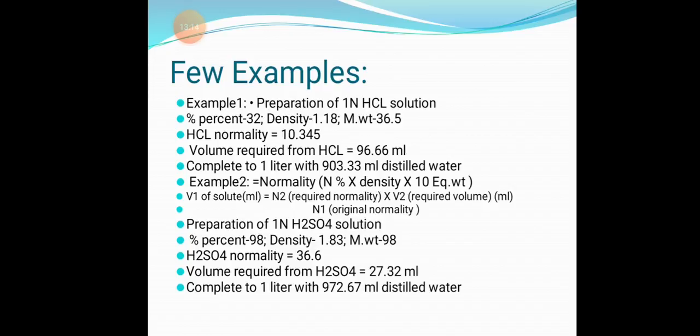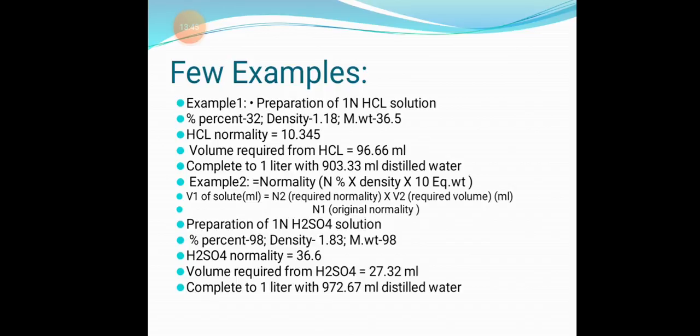Preparation of 1 normal HCl solution. Percentage 32, density 1.18, molecular weight 36.5, HCl normality 10.345. Volume required from HCl: 96.66 ml. Complete to 1 liter with 903.33 ml distilled water. Example to normality: N = percentage × density × 10 / equivalent weight. N1V1 (the solute) = N2V2, where N2 is the required normality, V2 the required volume, and N1 the original normality.